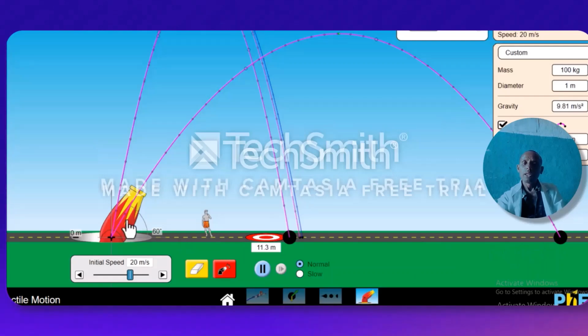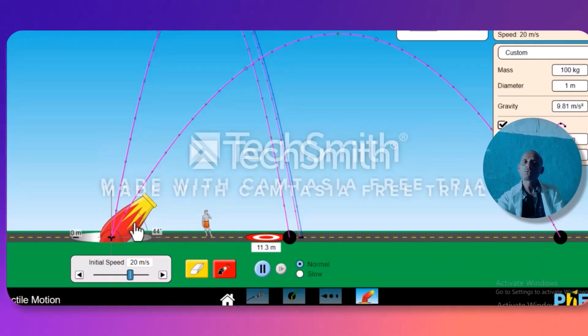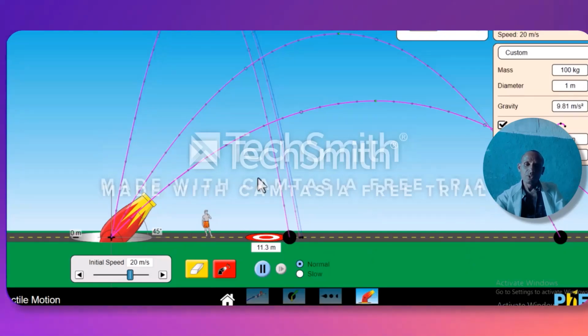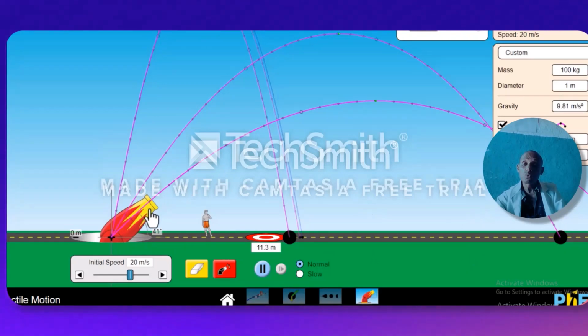Now let's change the angle of projection from 60 to 45 degrees, and observe when the object is launched. Look, amazing. You see that the trajectory, or the distance the object travels from the launching point to the landing, increases in the presence of air resistance.